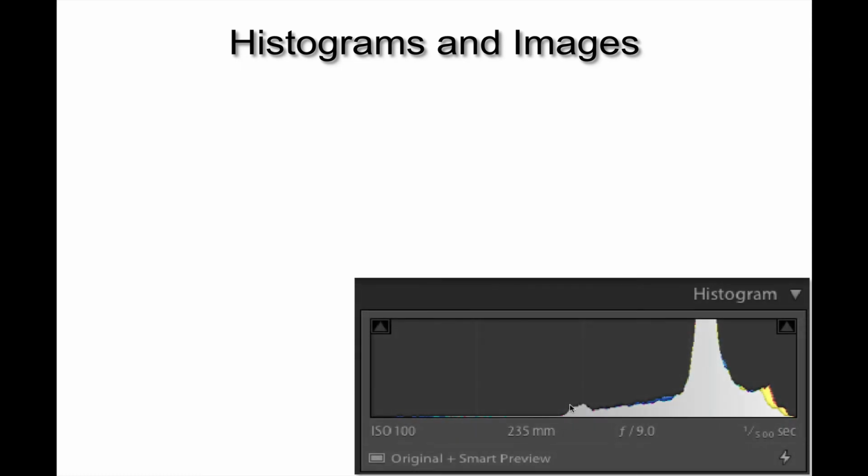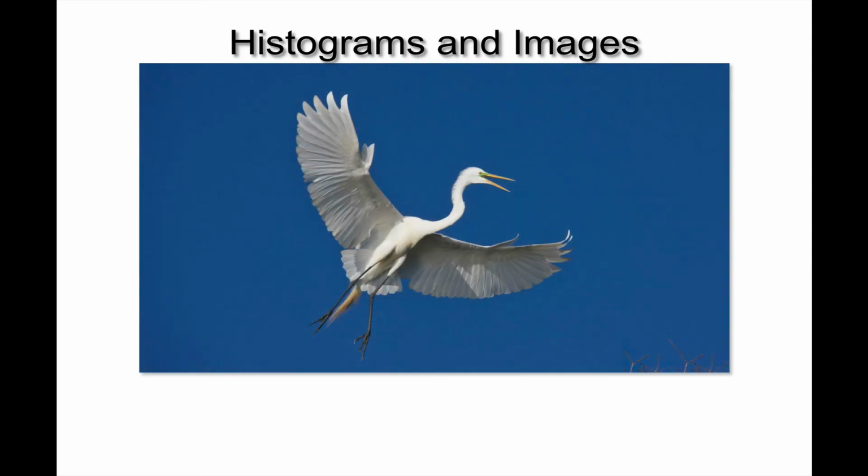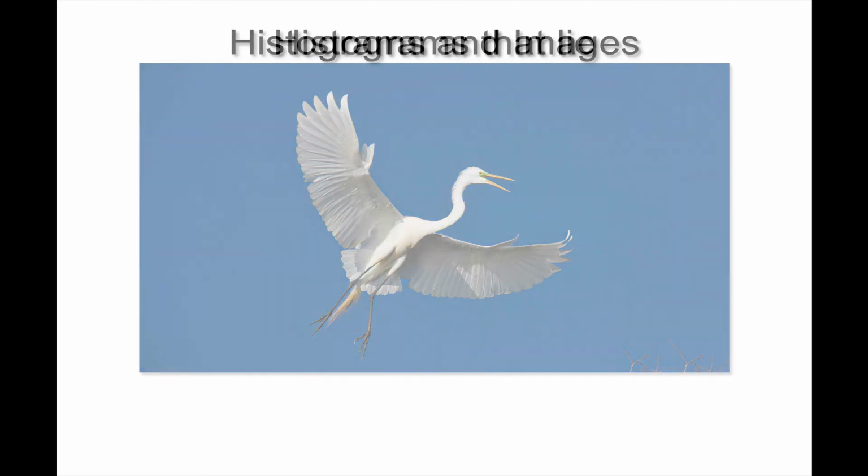Here's another kind of strange-looking histogram. A lot of the data is all pushed over to the right and middle of midtones. There's no blacks anywhere within the image. Obviously, there's got to be something wrong with this particular shot. But again, we've got somewhat of a high-key type image. We have this very white bird against a blue sky.